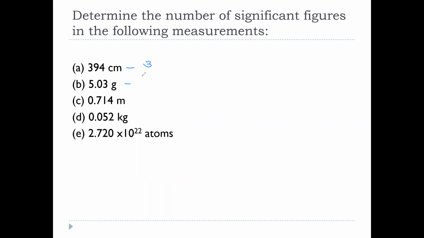What's the answer for letter B? 3 po. Okay, very good. This is also 3 because we have 1 and 2 and this is in between 0 so it is counted. Okay, very good. We have another one.